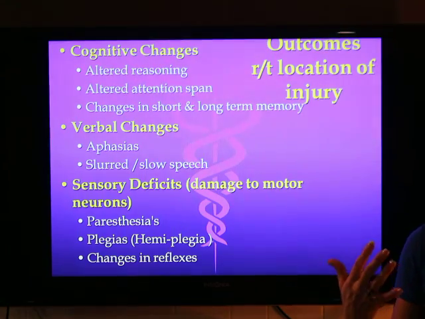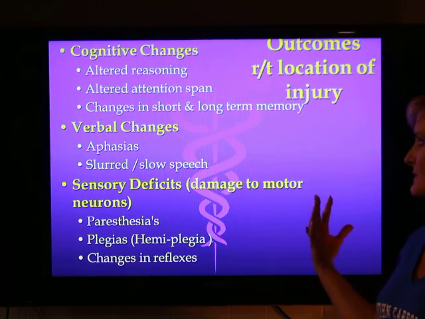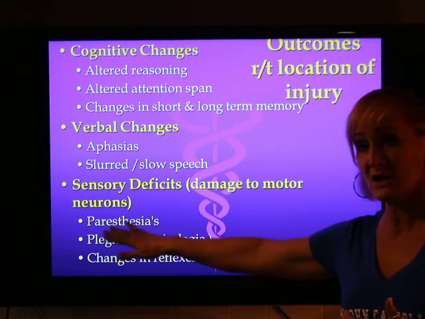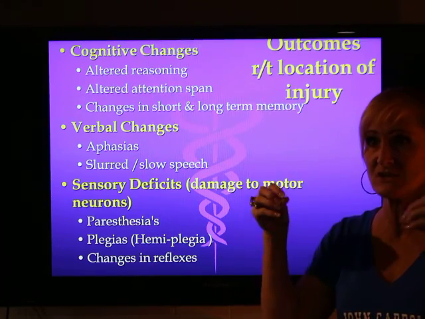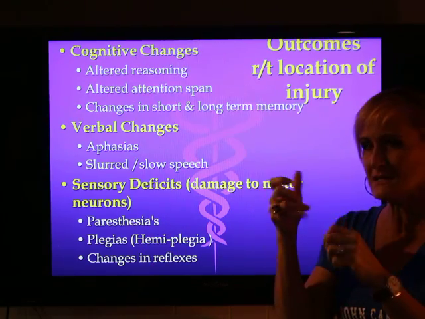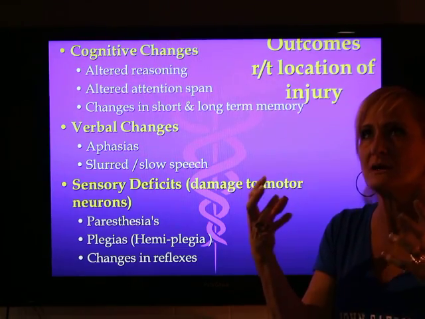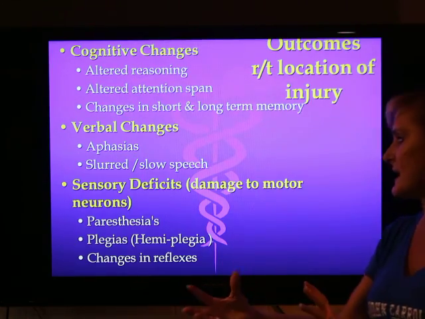Then your patient can have sensory deficits. And when we're talking about sensory deficits, we're talking about damage to the motor neurons. And we're going to use words like paresthesias, and I mentioned this in my last video. Your paresthesias are numbness, tingling, like pins and needles, just unusual sensation. That's the word that we use for that.